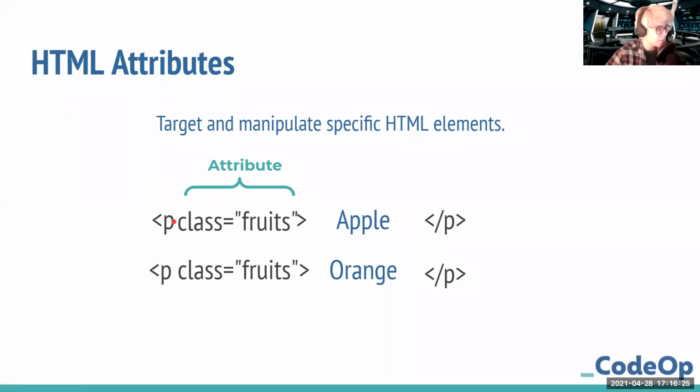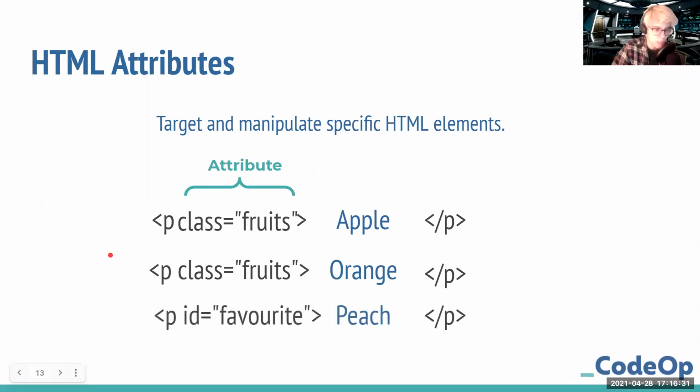But what about if I want a unique one? So for this, we have IDs, okay? So we have the attribute ID, and the difference between the class and the IDs is, for the IDs, we need to have unique names. And for classes, we can repeat the name. For example, here, we have two fruits. For this, it's just a unique name, okay?